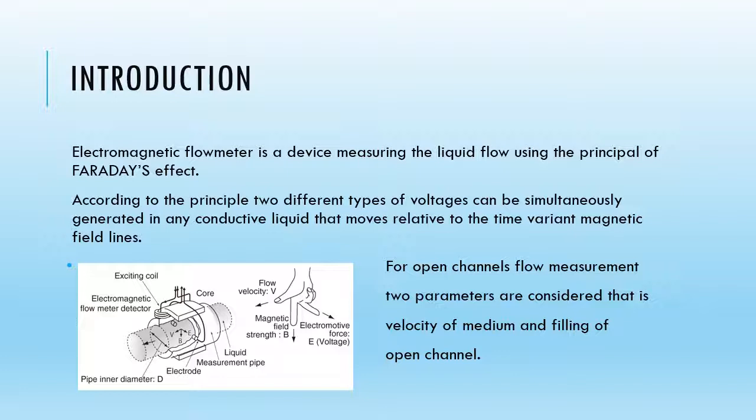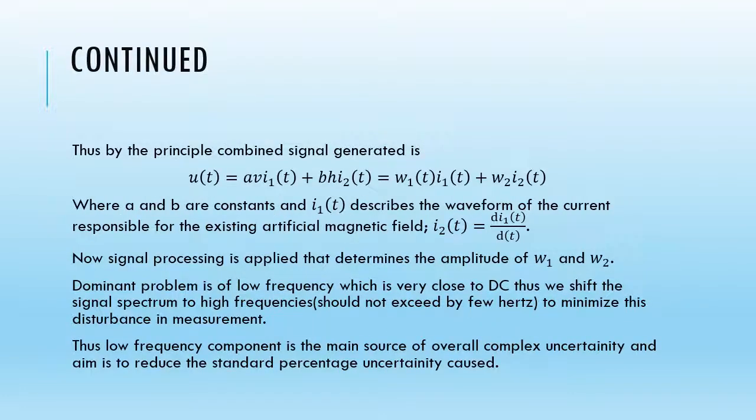For open channel flow measurement, two parameters are considered, that is velocity of medium and filling of open channel. Velocity of medium is denoted by small subscript v and filling of channel is denoted by small subscript h. Now, the signal generated by Faraday's effect is represented by u(t). I1(t) describes current waveform responsible for existing magnetic fields and I2(t) is its first order differentiation.